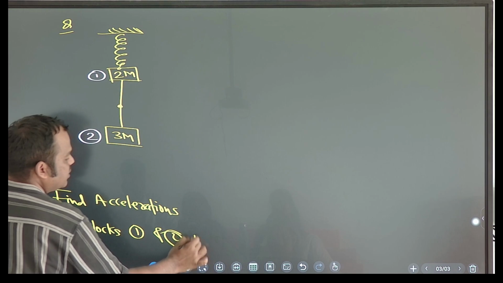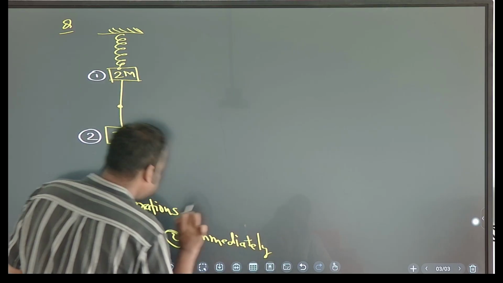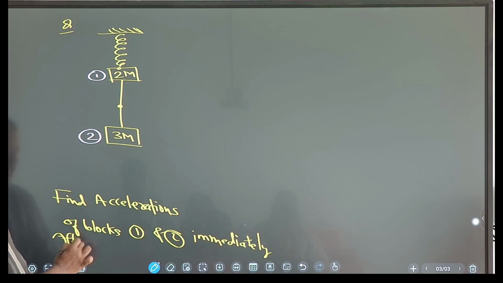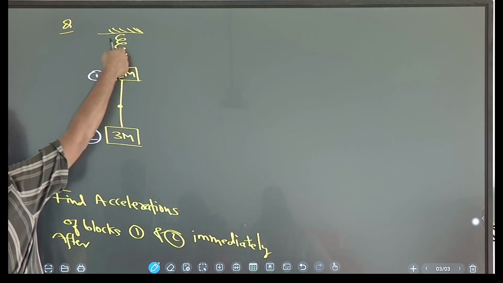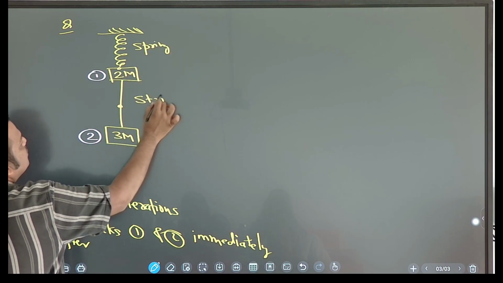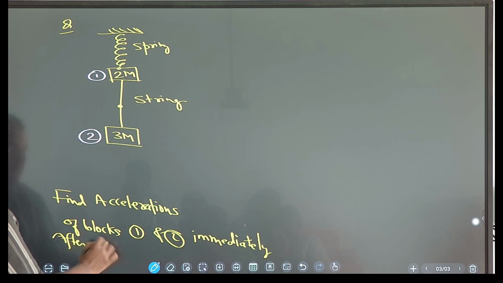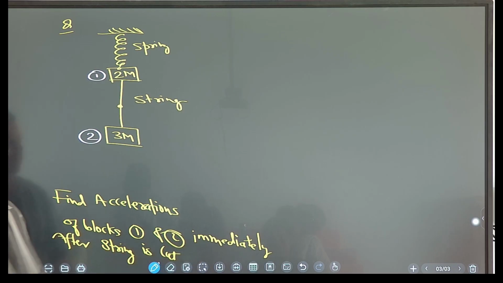Immediately after string is cut. What is this string? This is spring. String. After string is cut. Okay, solve.